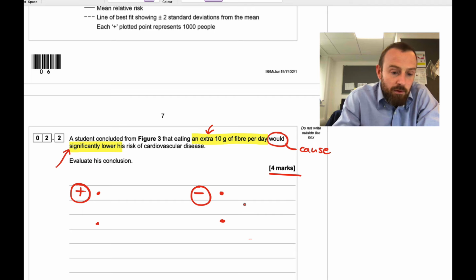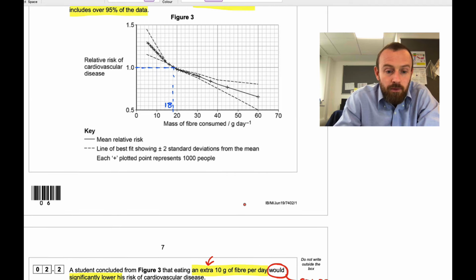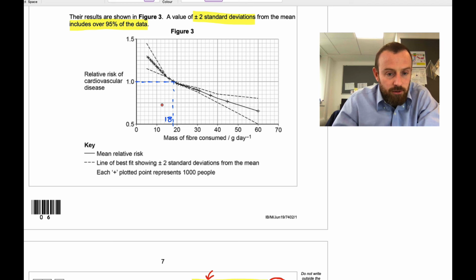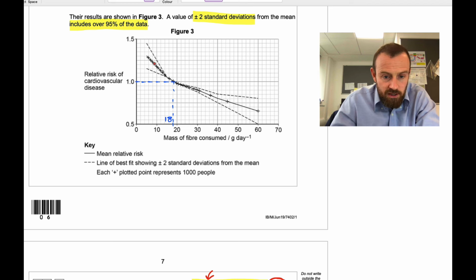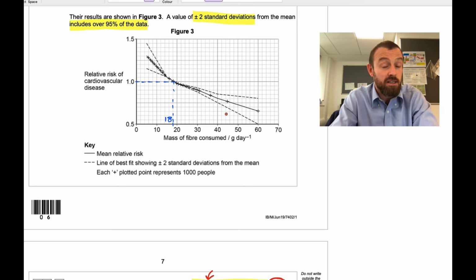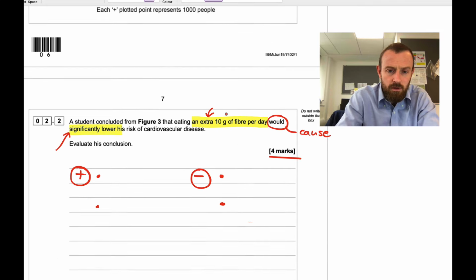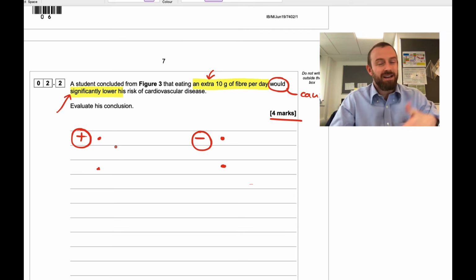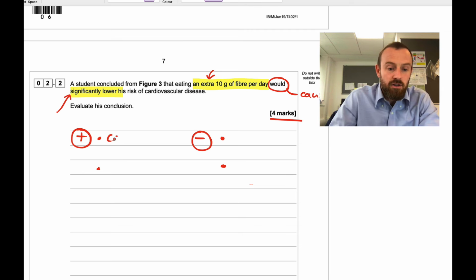So let's go with the easy one first, the for. Remember, this is talking about correlation. This graph shows correlation, doesn't it? As the mass of fiber consumed a day increases, the relative risk of cardiovascular disease decreases, showing a negative correlation. So I would probably say negative correlation and describe it, just to make absolutely sure.